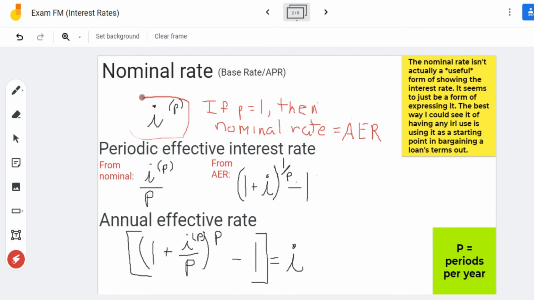All right, i sub p, right? So this is the nominal rate. Let's say it's nominal rate 3%. We'll say it's 0.03 is what this is equal to. So the periodic effective interest rate: if it was monthly, since this is 3% in our example, we would do 0.03 divided by 12, because there are 12 months in a year, 12 periods. But that's not what we're doing right now.